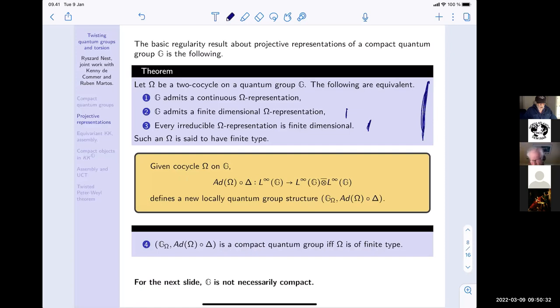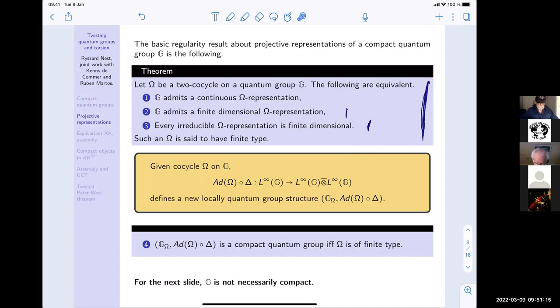There's also more than that, slightly in analogy, though not quite the same, to the standard group case. If I've got a cocycle on G, then I can define a new locally compact group by twisting by the cocycle. Note that even if G is compact, this twisted one will not be compact. In general, I cannot make sure that I end up in C(G) tensor C(G). So there will be a locally compact quantum group, but not necessarily a compact one.